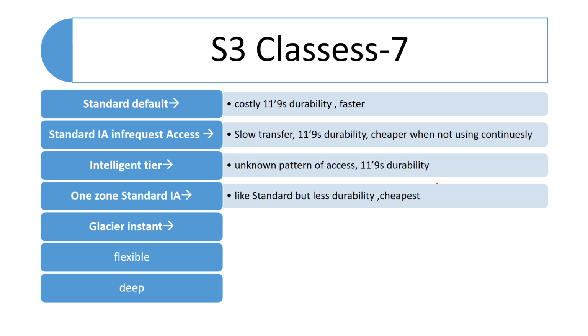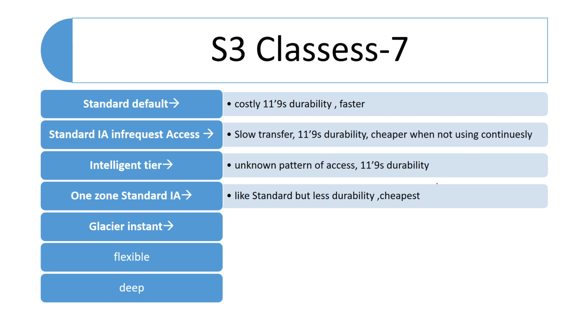We have one more class called Intelligent Tier. Intelligent Tier is for when the company is not able to predict the traffic. Sometimes a huge number of people access the data, sometimes not, suddenly on Saturday and Sunday they access more, but Monday and Tuesday no one, then Wednesday and Thursday a lot, then next week Monday and Tuesday a lot again. I don't understand when the traffic spikes and slows, so when I'm not able to decide, I'll say Intelligent Tier.